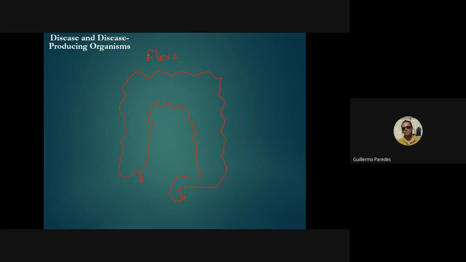In this flora, what is a flora? Flora means the bacteria population. Bacteria population. So this population, listen to this, think about people, they live in a geographical area. In this area, there are going to live bacteria that are going to have 400 different species.